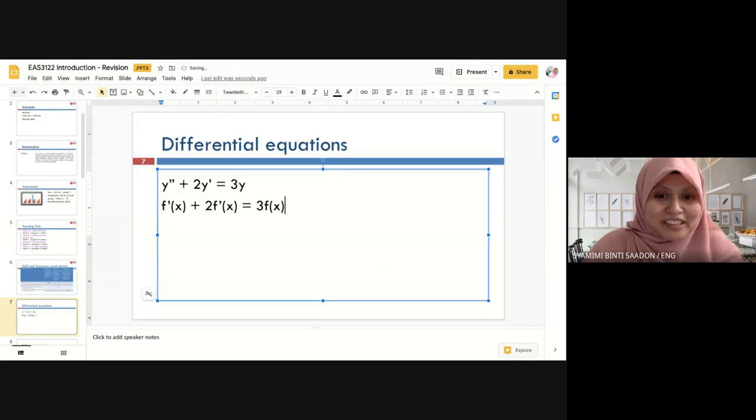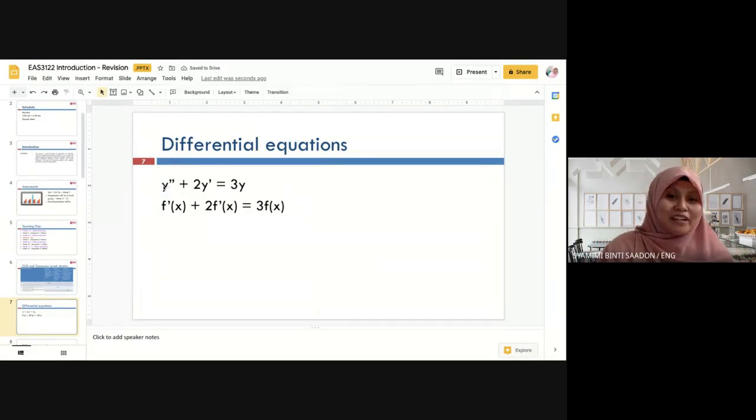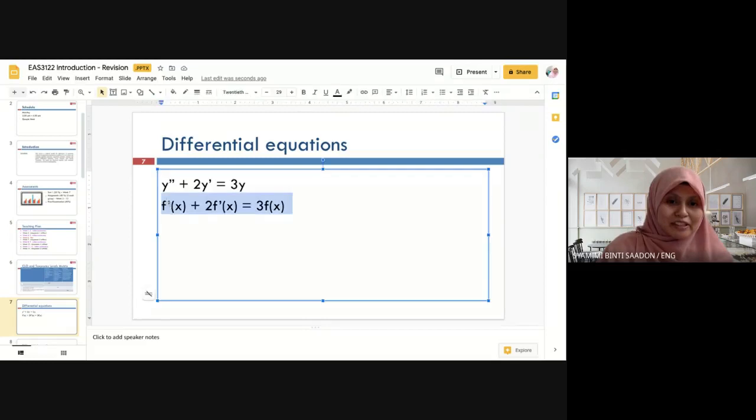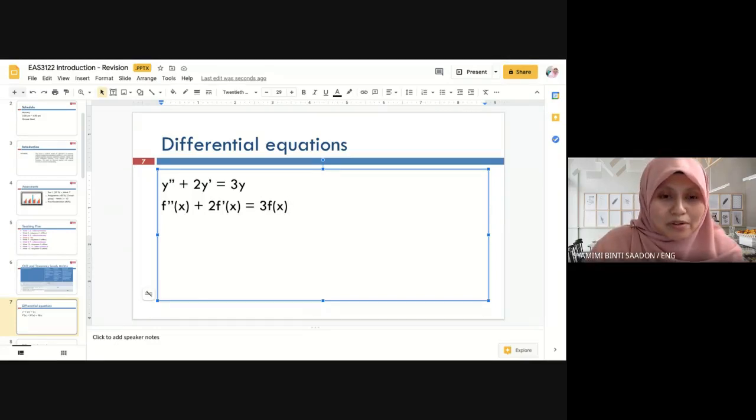f(x) equals 3f(x). This is the same meaning: y is in terms of a function f(x). So we can write f double prime x plus 2 f prime x equals 3 f(x). Y is a function f(x), or we can also write it in second order.